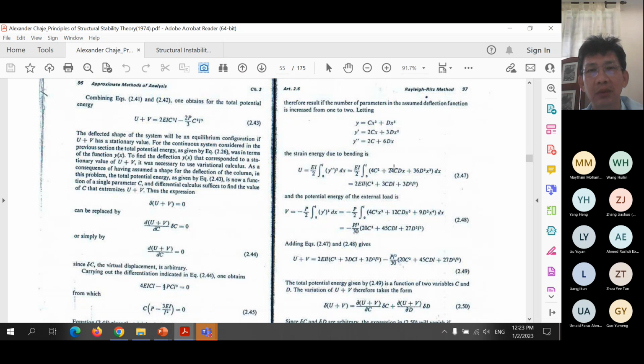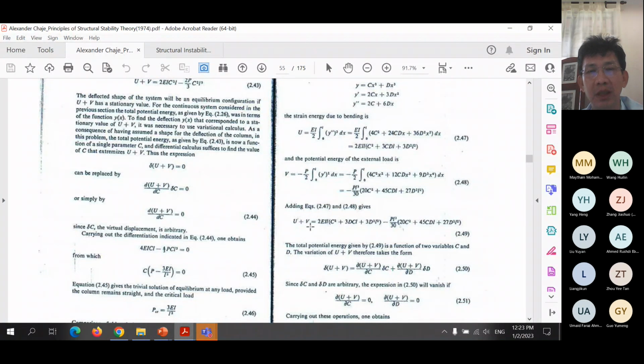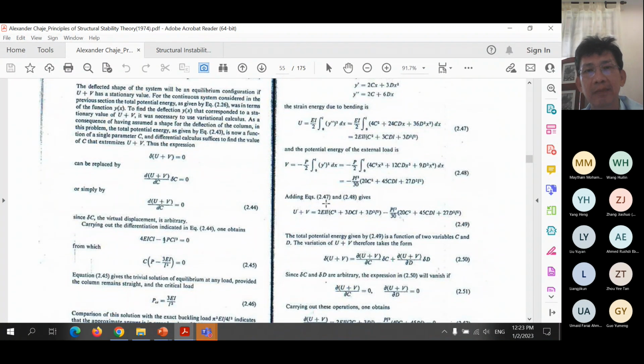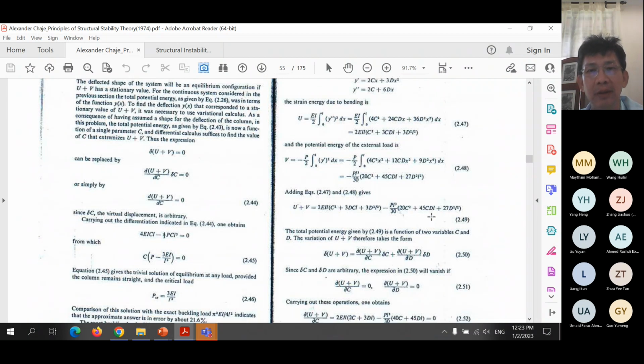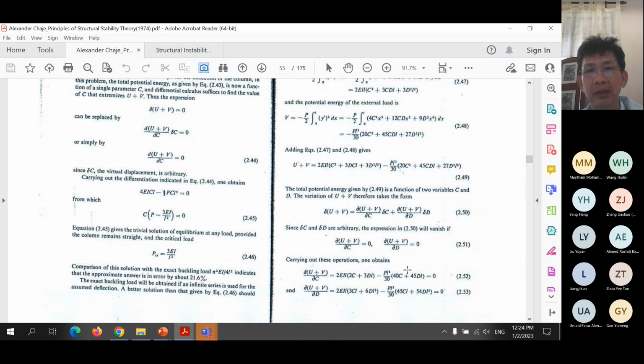Now you have two unknowns. The equation becomes more lengthy now. So add up the potential energy. The total potential energy has C and D as well as P inside the equations. Apply the condition of stationary potential energy, which means you have two unknowns now. You have to get these two equations by carrying out these partial differentiations. Then we get to these two equations, this one, 2.52 and 2.53.